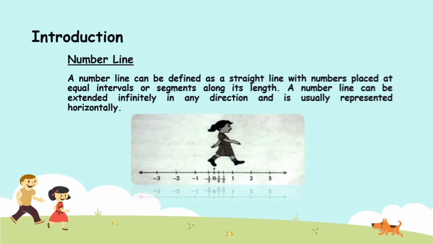Students, in the previous classes, you have learnt about the number line. What do you mean by a number line? A number line is a straight line with numbers placed at equal intervals or segments along its length. A number line can be extended infinitely in any direction and is usually represented horizontally. You can see the number line in the picture. It is extending in the positive direction as well as the negative direction.